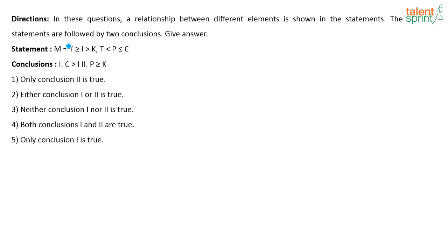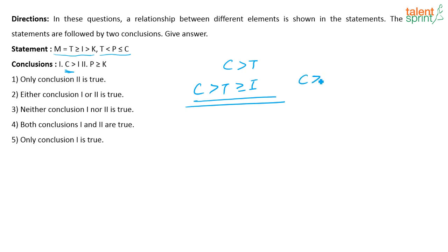Okay. Now next one. Here I have to find out the relationship between C and I. Now if you look at these statements, what is common? T is common, right? See, what do I know? I know C is greater than T, and I also know T is greater than or equal to I. So what is the relationship between C and I? C greater than T greater than or equal to I. If I combine, this is what I get, right? Relationship between C and I, or what can I say? I can say C is greater than I. So definitely the first conclusion follows.